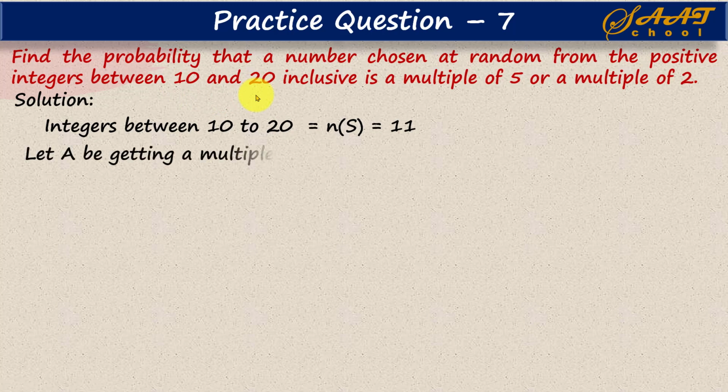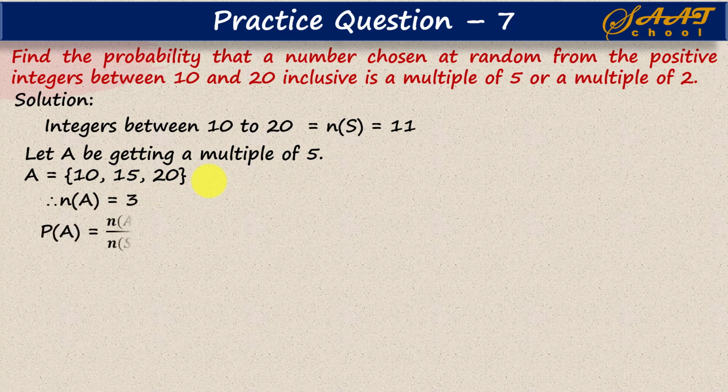Now let A be getting a multiple of 5. Let's find multiples of 5 from 10 to 20, and those are 10, 15 and 20. So these are three outcomes, or three numbers which are multiples of 5. In that case we have n(A) equals 3. Now if we have n(A) and n(S), we can find the probability simply using n(A) divided by n(S), which in this case is 3 by 11.